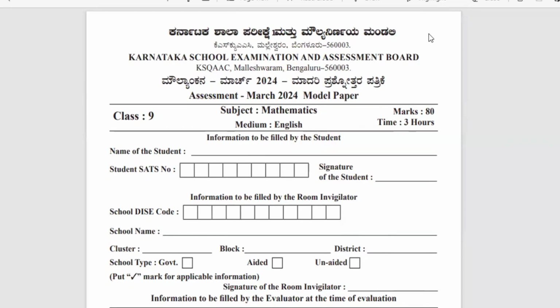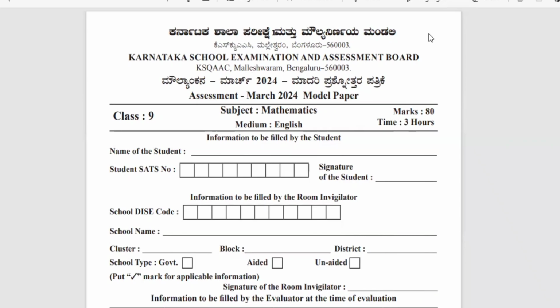Hello everyone. In this video, we'll be solving the model question paper of class 9 standard released by the Karnataka State Board. We're going to solve the model question paper in three parts. So let us see till where we're going to solve it one by one.